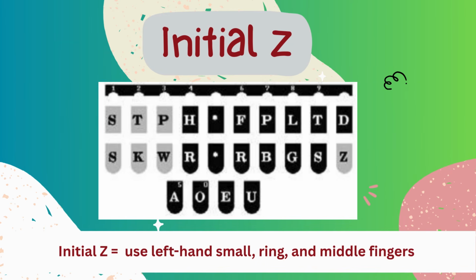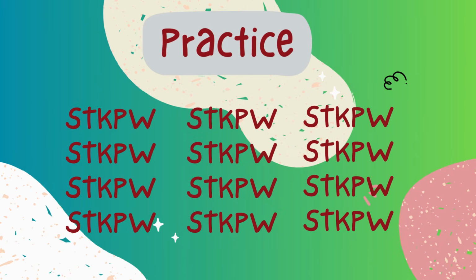Initial Z. For initial Z, we use our left hand, small, ring, and middle finger, because initial Z is initial S, T, K, P, W. So we press all of the 5 letters. Our left ring, small, and middle finger will be placed on the keys, and we depress them simultaneously, quickly, and release immediately. Let's try to practice initial Z.